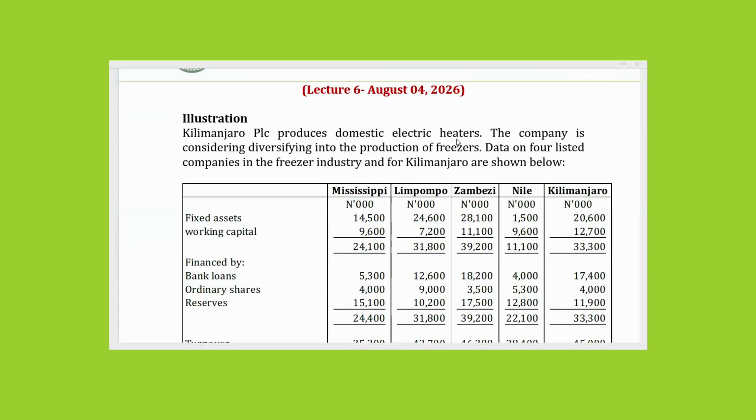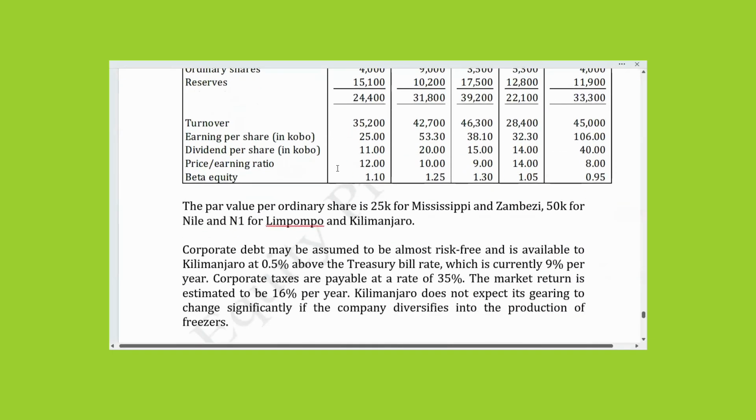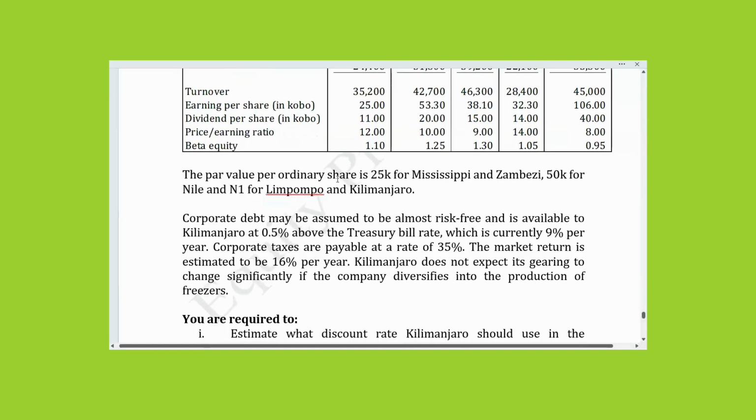Kilimanjaro PLC produces domestic electric heaters. The company is considering diversifying into the production of freezers. Data on 4 listed companies in the freezer industry and for Kilimanjaro are shown below. We have Mississippi, Limpopo, Zambezi, and Kilimanjaro.